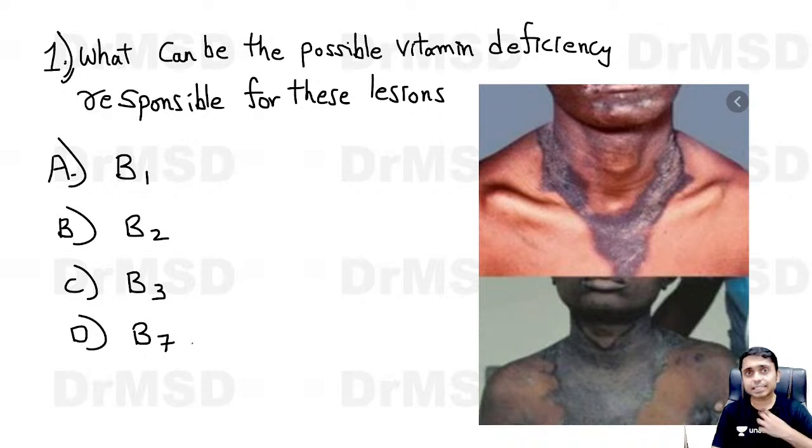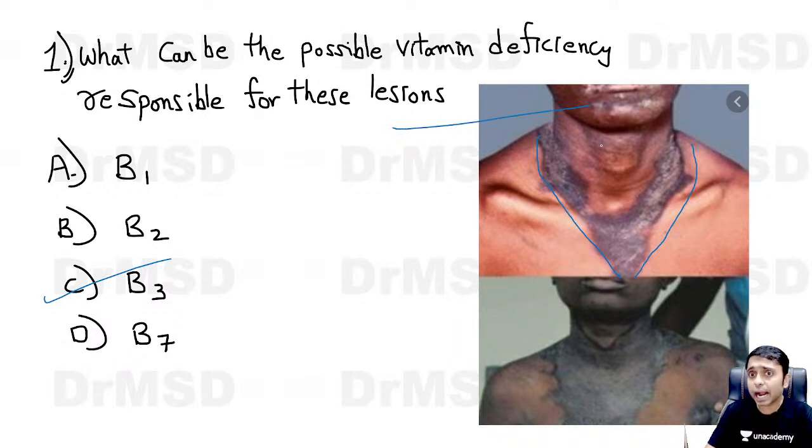It is Casal's necklace, and it is due to niacin deficiency, that is B3 deficiency, where you are able to see this photosensitive rash over the photo-exposed area. So you are able to see some eczematous changes over the face and exposed areas of the neck, that is the V area of the neck. The rest of the body is completely normal.